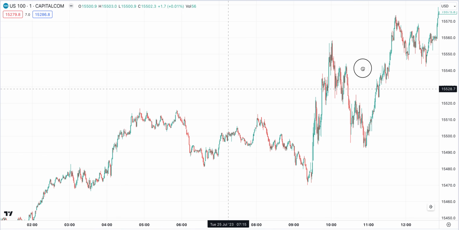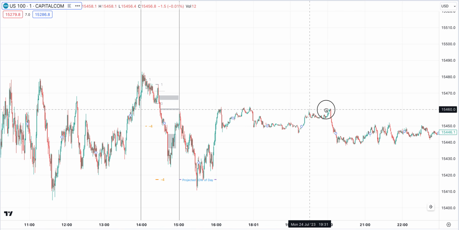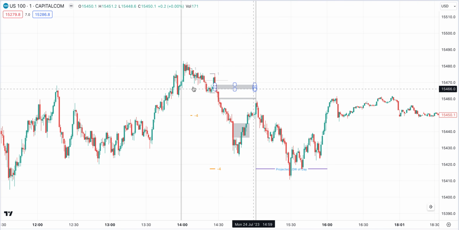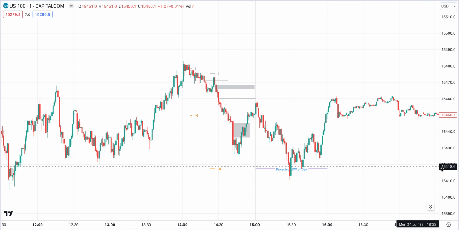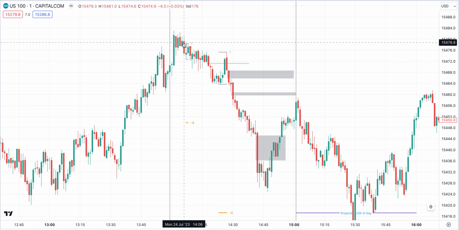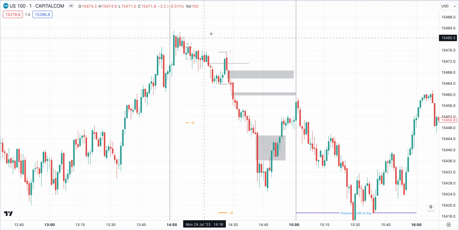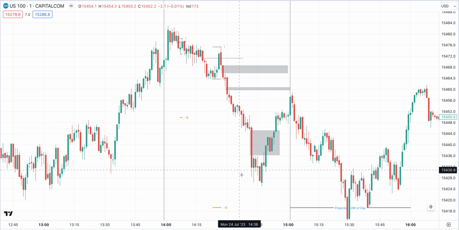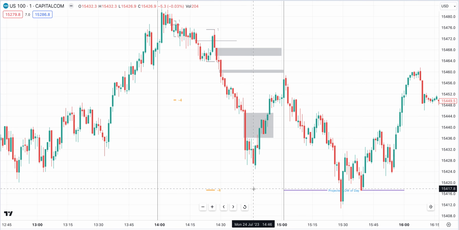I'll check the other one as well. First fair value gap that was filled and not violated. And the second fair value gap that was filled and not violated created the actual high of the day. Or low of the day, sorry. Yeah.